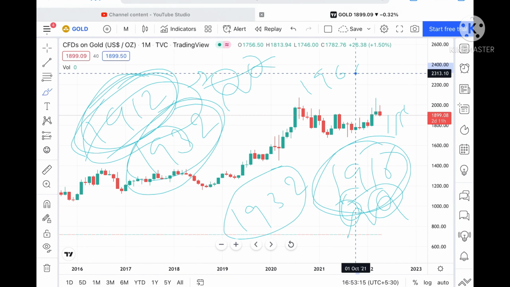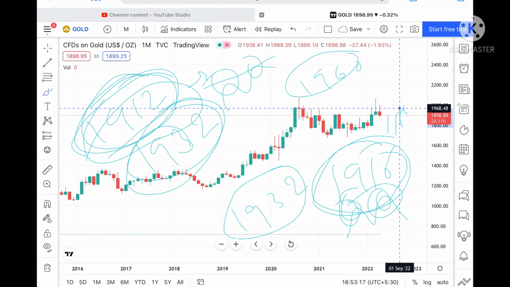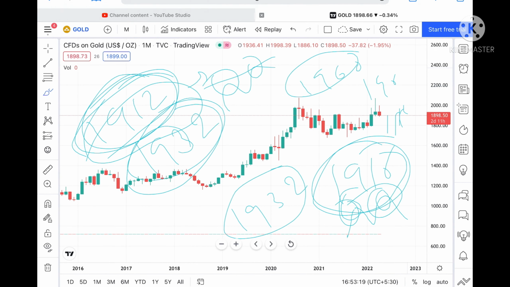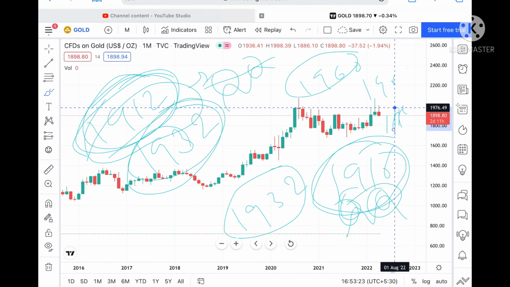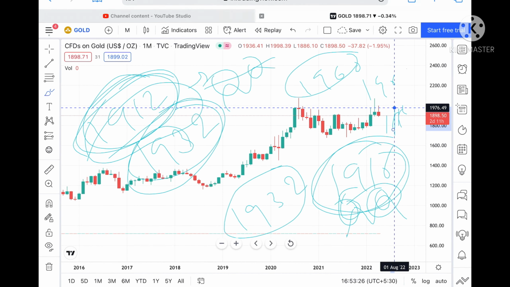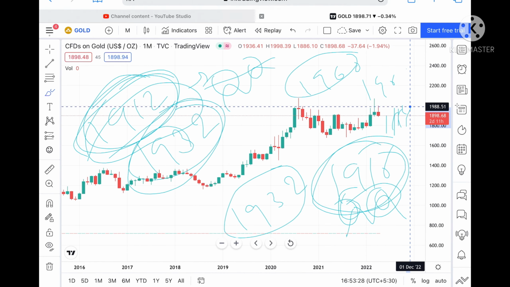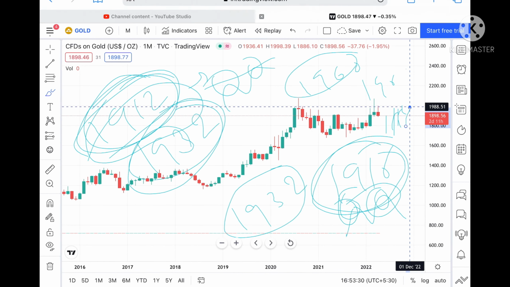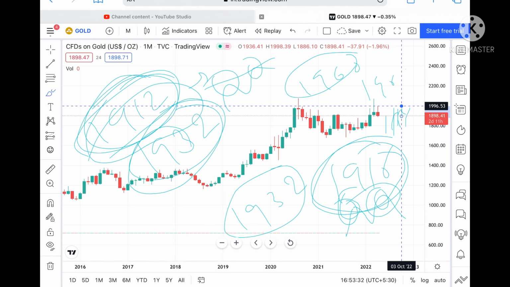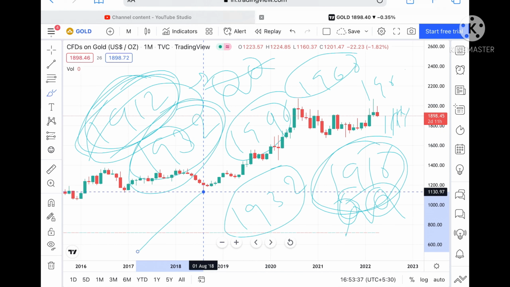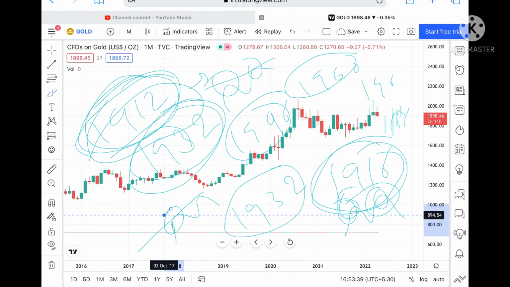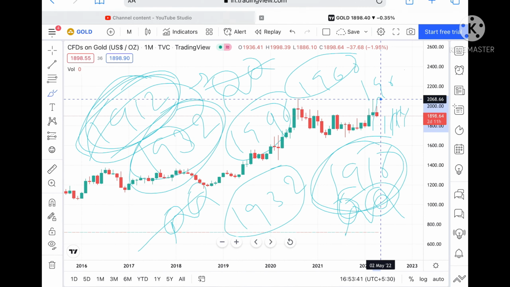Once 1960 is crossed upside, then we can see it can touch a level of 1968, and from there it can move further upside towards a level of 1976. If the 1976 level sustains, then it can move further upside towards a level of 1988, and from there it can touch a level of 1996. This 1996 has already been tested twice, so the probability will be high. We can see it can move further upside towards a level of 2072, and it can make a further upside high.